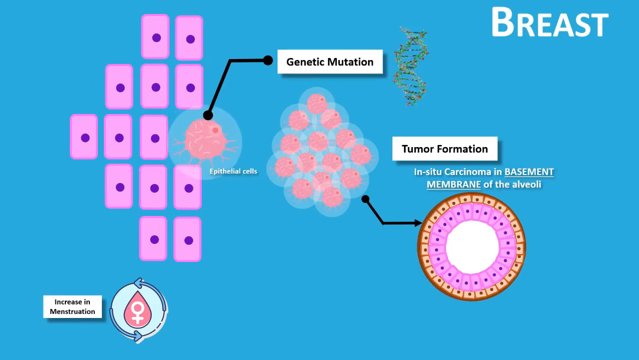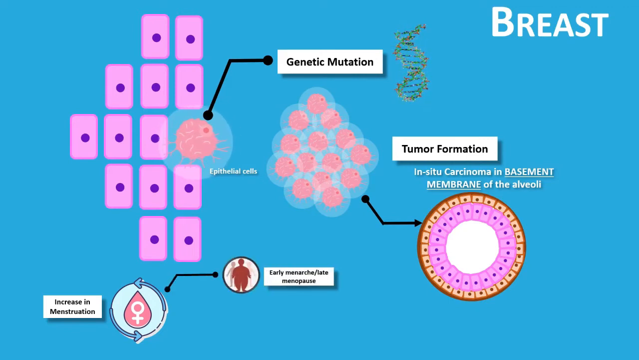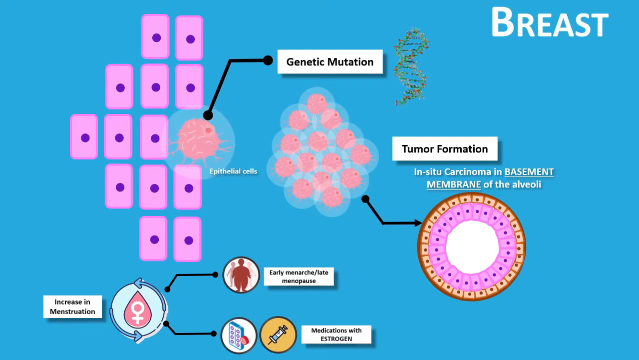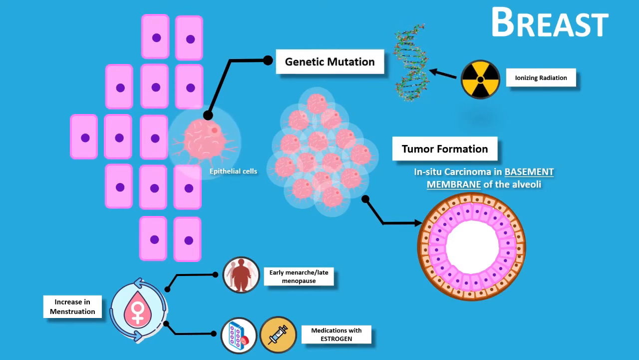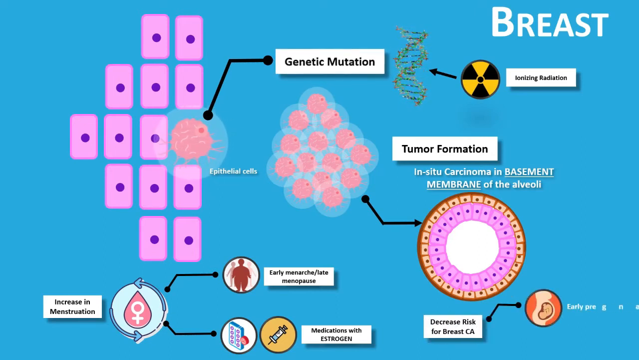That's why there is an increased risk for breast cancer with things that increase the number of menstrual cycles, such as early age of menarche, which is the first menstrual bleeding, and late age of menopause. Similarly, medications containing estrogen also increase the risk for breast cancer. There are environmental factors such as exposure to ionizing radiation, which causes mutation. On the other hand, things that are associated with a decreased risk for having breast cancer would include early pregnancy and longer time of breastfeeding.